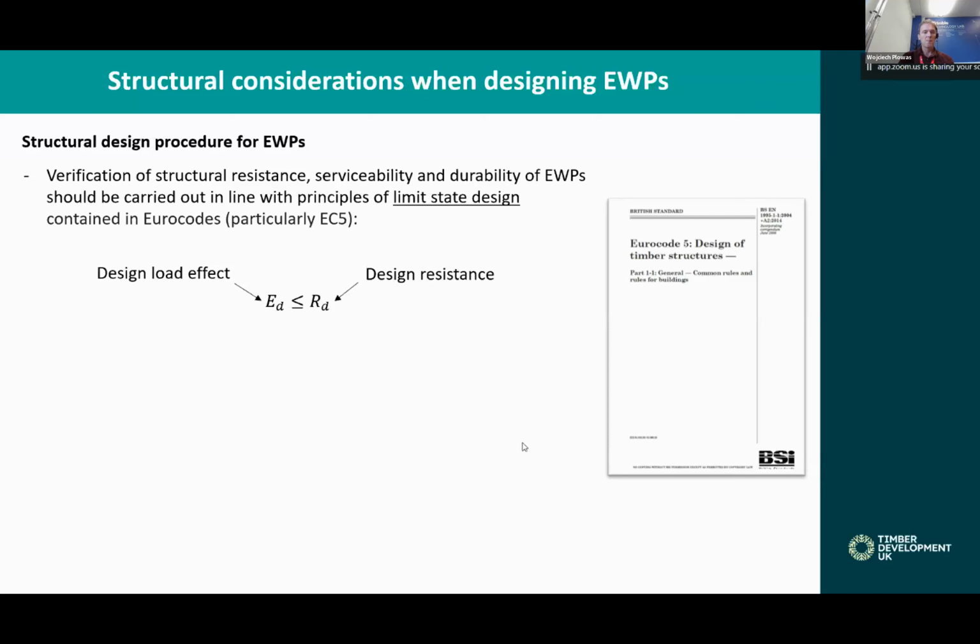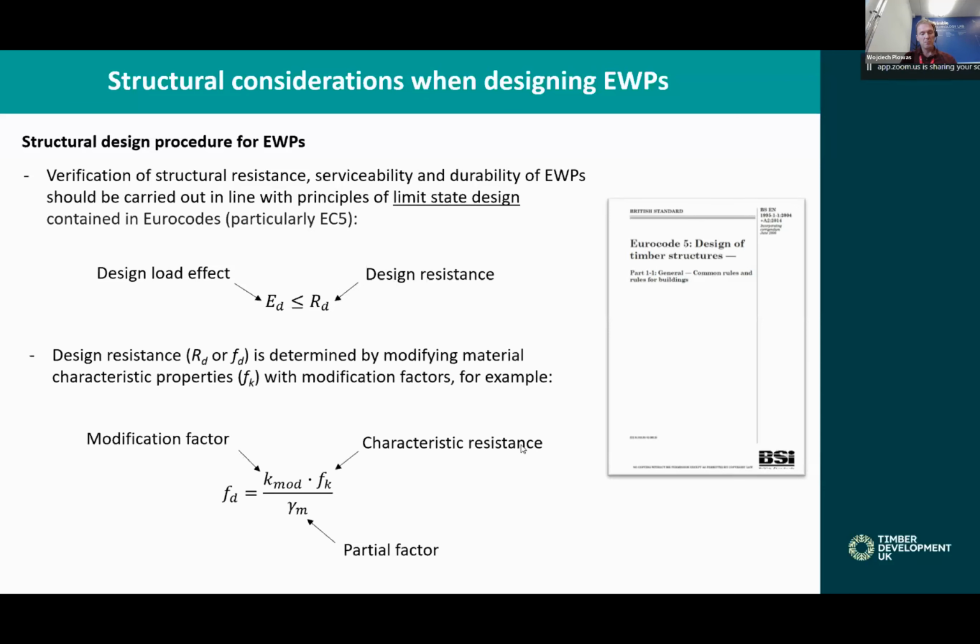I'm not going to go into details, but I will just briefly mention about the design resistance and the modification factors, because this is actually quite important when talking about engineered wood products. So the design resistance is a product of a characteristic resistance of the particular product that's been modified by a modification factor and divided by the partial factors of safety. And you have an example of equation here. This design follows the Eurocode 5 principles.